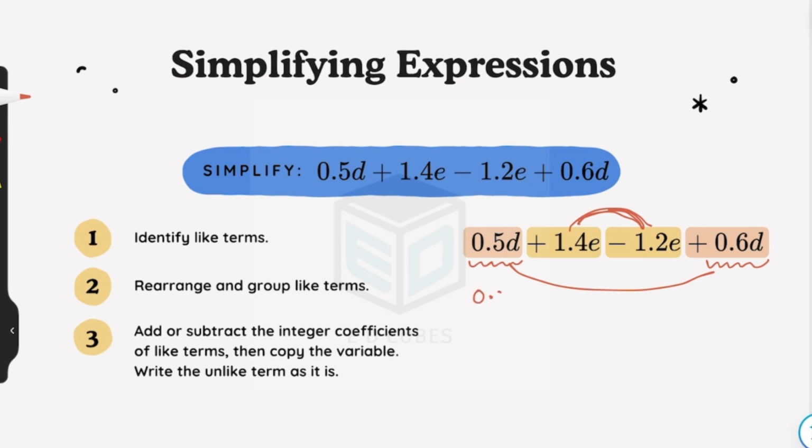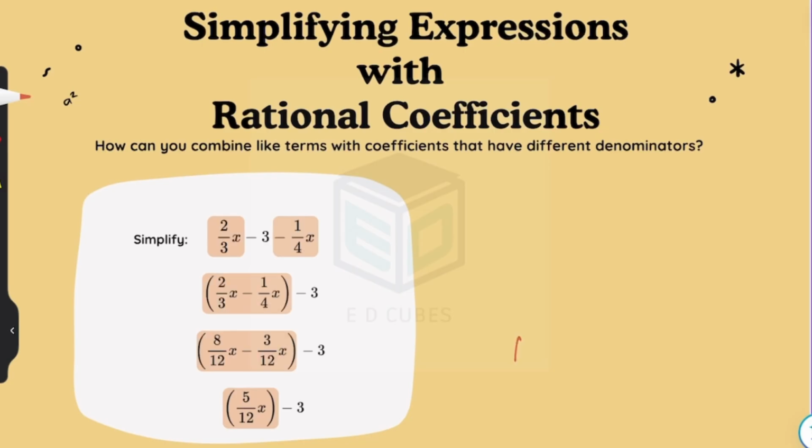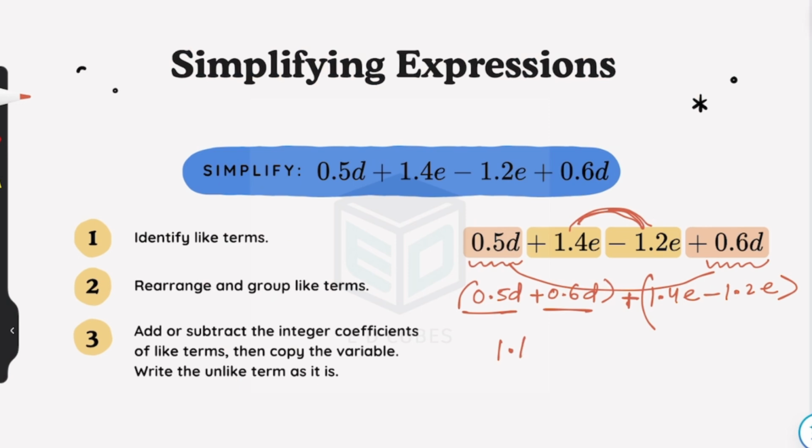So when we rearrange it, 0.5d plus 0.6d, we'll group it, then plus 1.4e minus 1.2e. Now 0.5d plus 0.6d, this is, sorry, not 0.11, 1.1. So 1.1d plus 0.2e. This is the simplified form of the given expression. I hope simplification of expressions is clear to you.